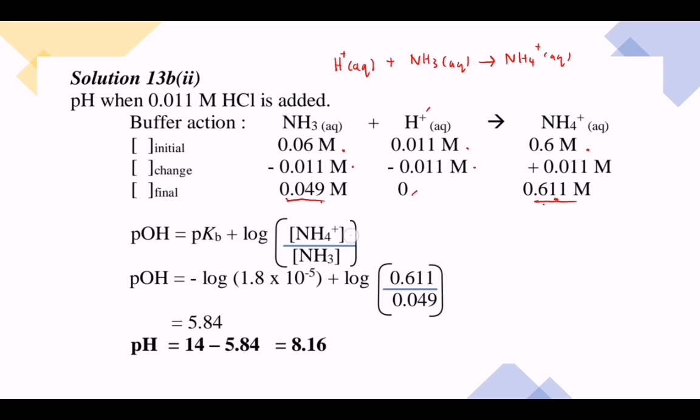So just insert the new concentration into the Henderson-Hasselbalch equation. Then you will get 5.84. So to find the pH, just subtract from 14 and you will get 8.16.